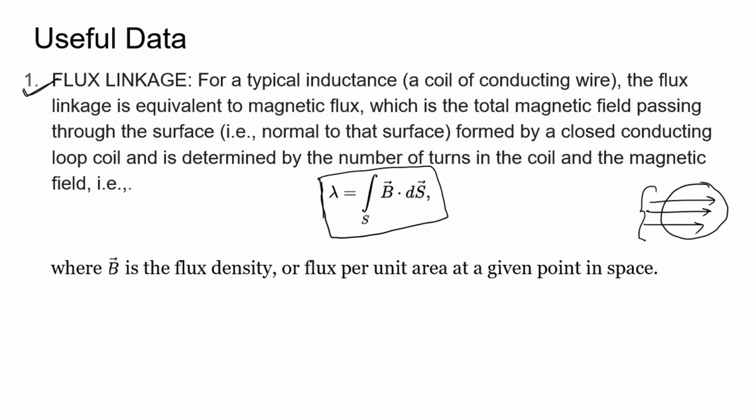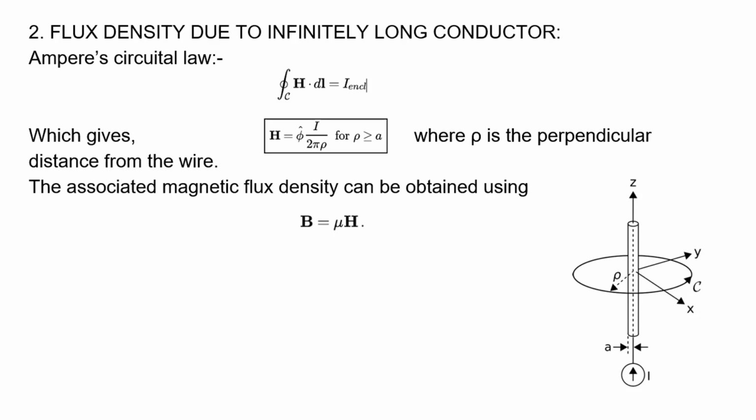It is similar to the electric domain, just like the charge kept in a closed surface, where the closed surface integral of D dot ds is equal to the total charge enclosed within the surface. This is analogous to the magnetic domain, where B is the flux density, or flux per unit area, at a given point in space. Now another thing we need to know is Ampere's circuital law.